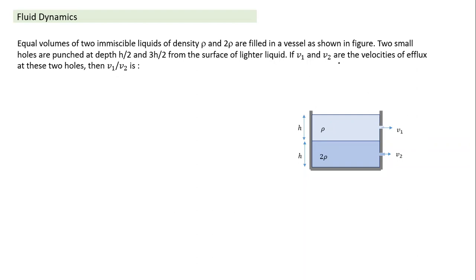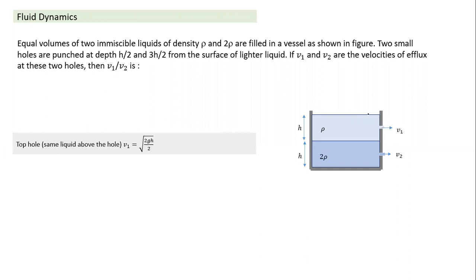They are filled in the vessel as shown, and two small holes are punched at midpoints here. This is at h by 2, and the other is punched at a depth from the surface, which becomes 3h by 2. So when we punch a hole, from this top hole this liquid will start flowing out. From this bottom hole, this liquid of density 2 rho will start flowing out. Let's say this velocity is v1 and this velocity is v2. How do we calculate those velocities?